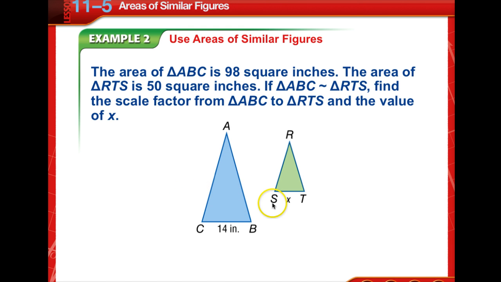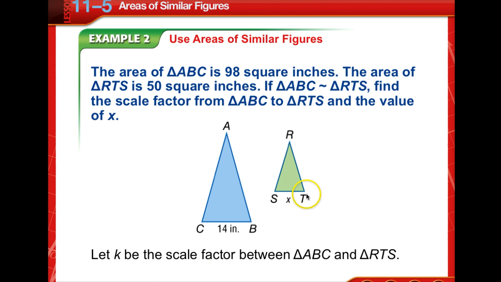You can use the areas of similar figures to find the scale factor between them or a missing measure. Here we're given that the area of triangle ABC is 98 square inches. The area of triangle RTS is 50 square inches. If triangle ABC is similar to triangle RTS, find the scale factor from ABC to RTS and the value of x.